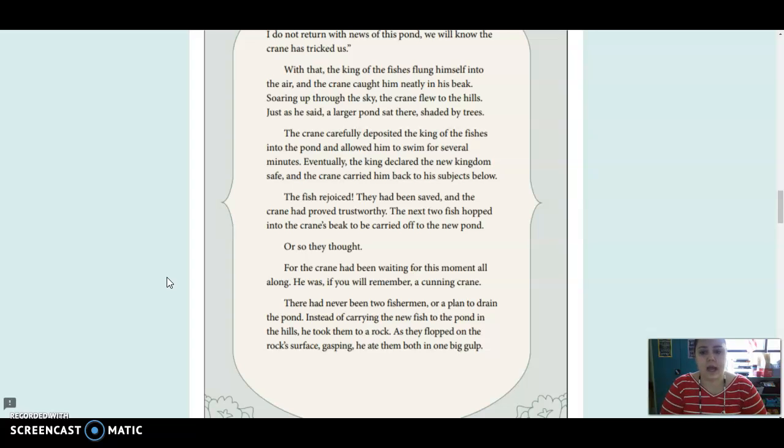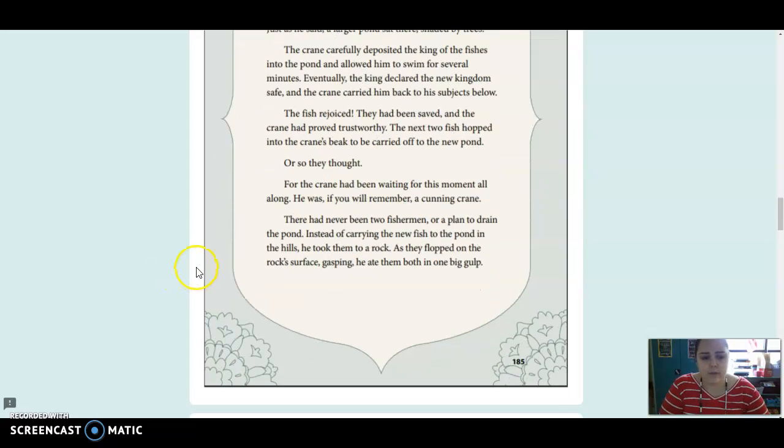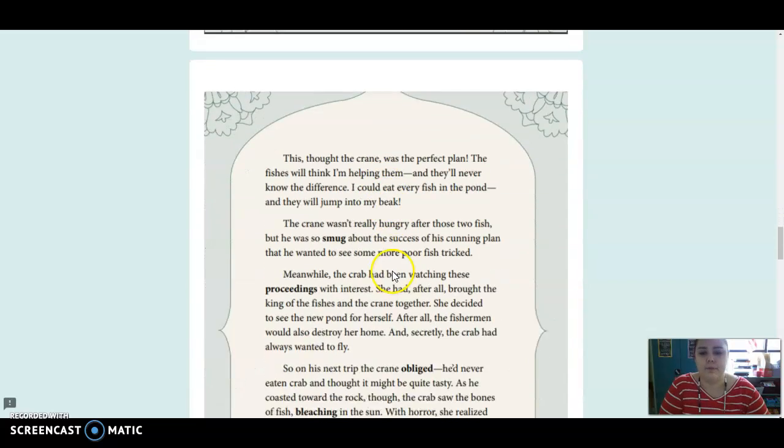The next two fish hopped into the crane's beak to be carried off to the new pond. Or so they thought. For the crane had been waiting for this moment all along. He was, if you remember, a cunning crane. There had never been two fishermen or a plan to drain the pond. Instead of carrying the new fish to the pond in the hills, he took them to a rock. As they flopped on the rock surface, gasping, he ate them both in one big gulp.